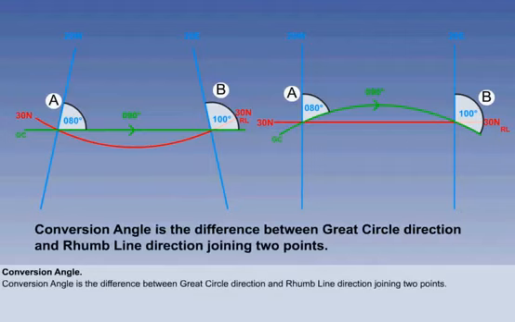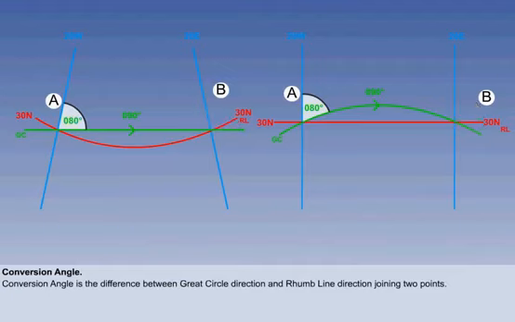The definition of conversion angle is the difference between great circle direction and rumline direction joining two points. So we can now calculate the conversion angle. At A, the great circle track angle is 080 degrees, whilst the rumline track is 090. The difference is 10 degrees. It is exactly half the value of convergency, which, if you remember, was 20 degrees in this example.